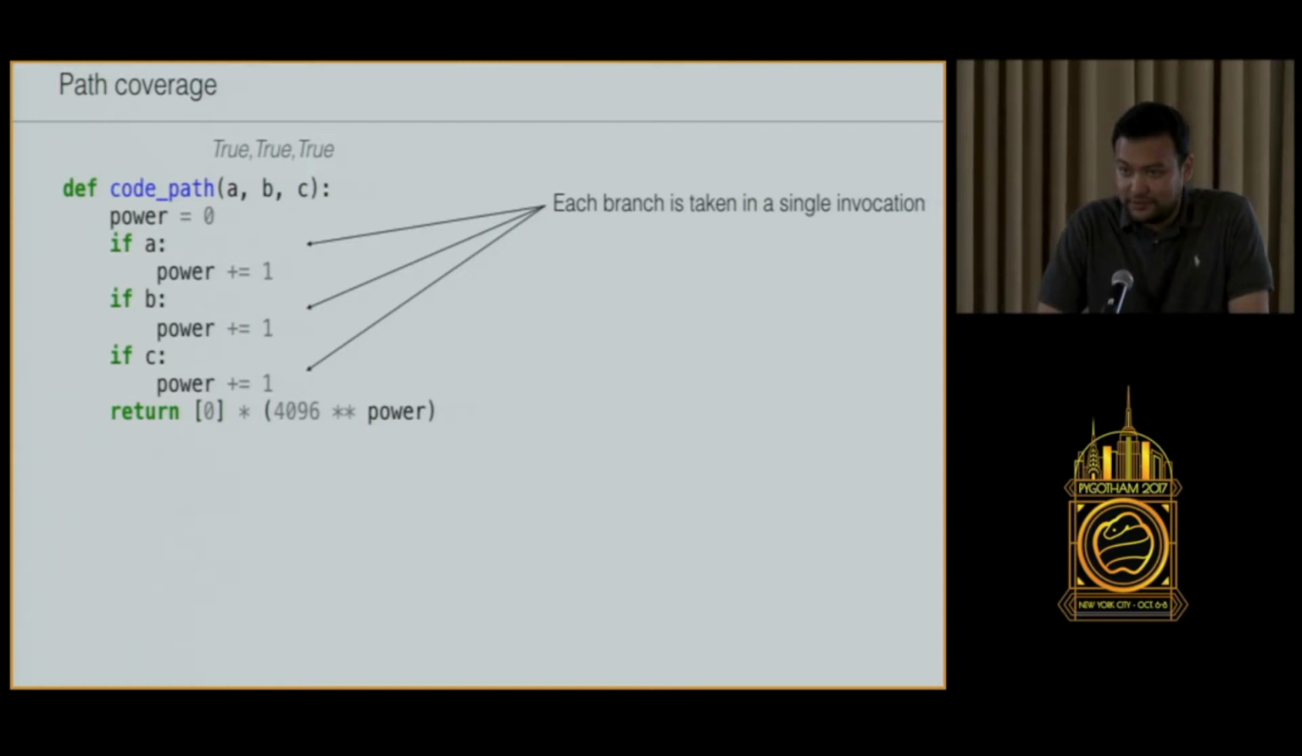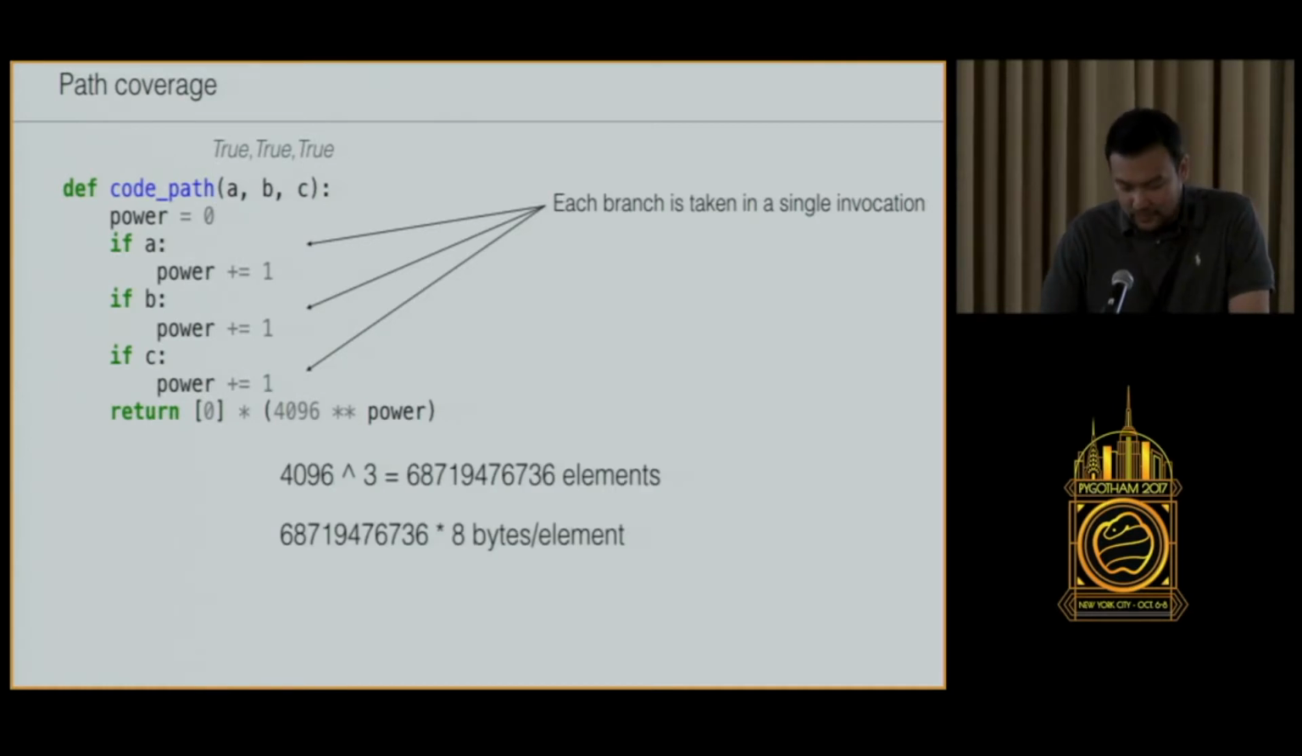So if I pass it true, true, true, right now I'm allocating 4K to the third power, which is a really big number. And at 8 bytes an element to store the pointers, it comes out to 512 gigabytes. So if one value is true, we're allocating a 4K array. If two values are true, we're allocating 128 megabytes. And if three of them are true, you will probably either crash your program or at least slow it down by quite a bit. And so this is the kind of thing that a fuzzer can check.